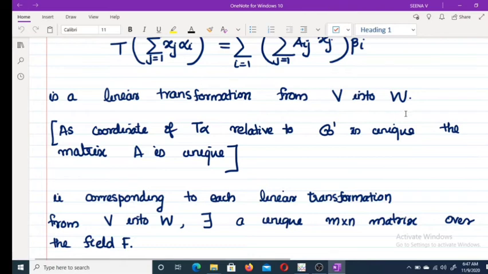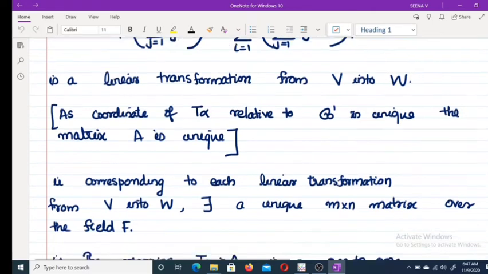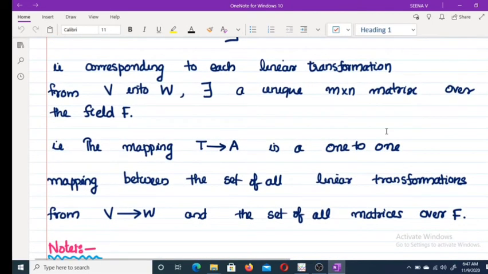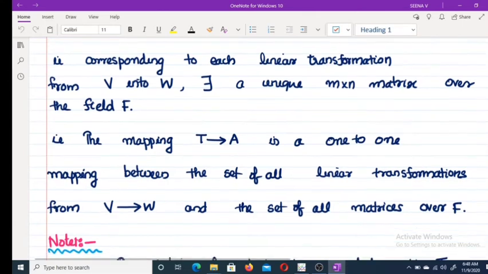Already we have proved, given a linear transformation T, there is a matrix A. Therefore, corresponding to each linear transformation, there exists a unique m by n matrix over the field F. Therefore, the mapping T to A is a one-to-one correspondence between the set of all linear transformations from V into W and the set of all matrices over the field F.